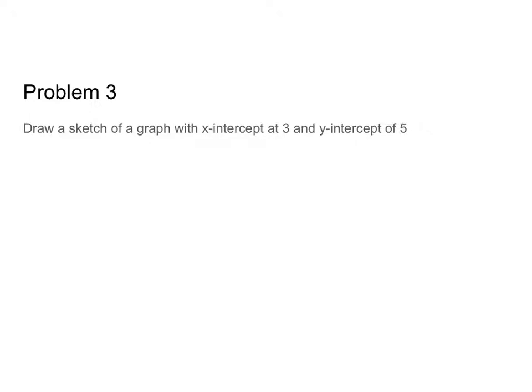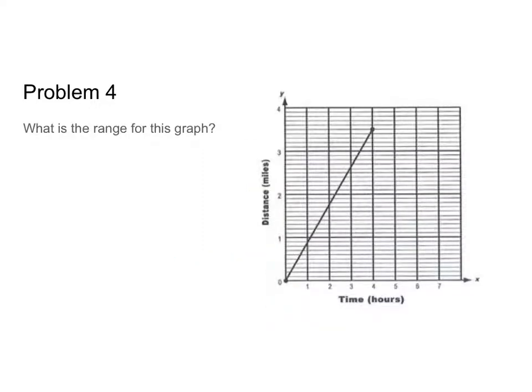Draw a sketch of a graph with an x-intercept of 3 and a y-intercept of 5. So draw an x and y coordinate, x-intercept of 3, be here, y-intercept of 5, and then we connect. That's it. What is the range? Well, range is from bottom to top, 0 to about 3.5. And they're closed in, so we gotta put those lines underneath.